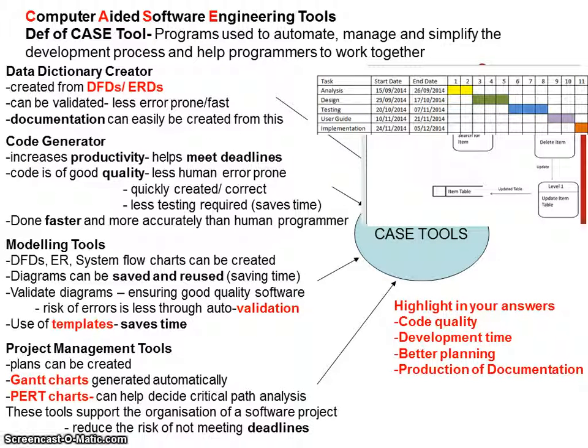In your answers, you'll need to highlight the following. Highlight the fact that the code is going to be of good quality. The development time is going to be a lot quicker. You're going to have better planning because the project manager is able to oversee it. And you're going to be able to produce better quality documentation like your data dictionary. Your code is going to be created and documented.